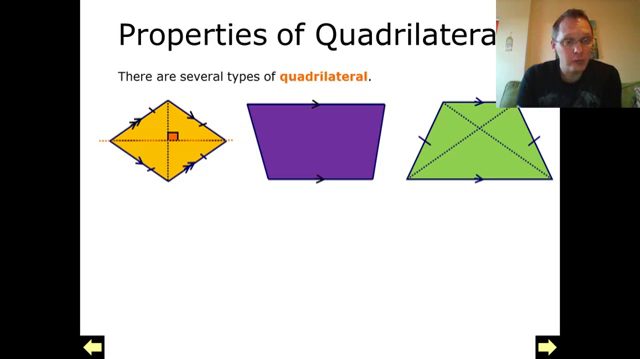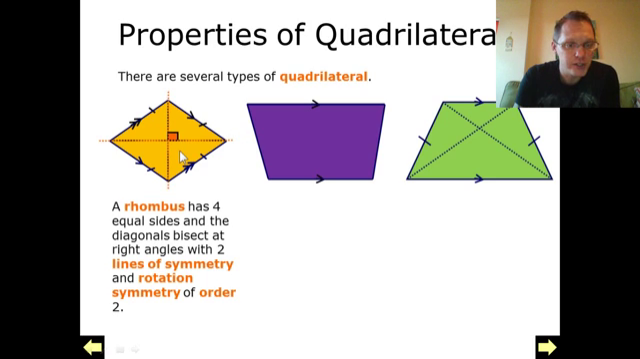So we've got 3 more types here. The first one is a rhombus. Now a rhombus is a bit like a square, but it's been squashed, in which case the edges or sides are all equal. And we've got two pairs of parallel edges. But as you can see, drawing lines for the diagonals, where these bisect, it creates right angles, 90-degree angles. And it's got two lines of symmetry, and it's got rotational symmetry of order 2.